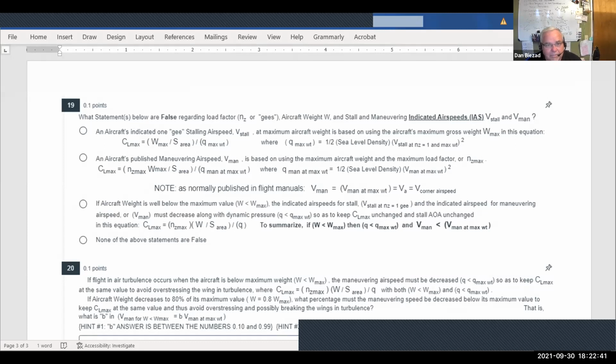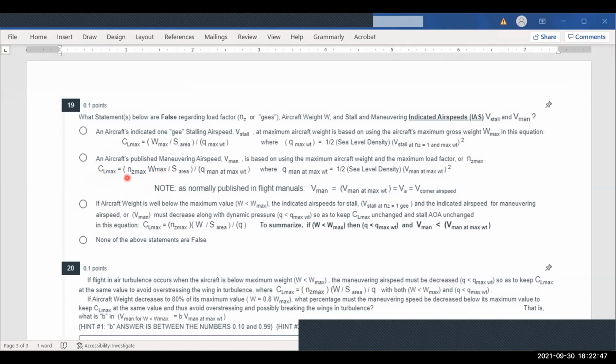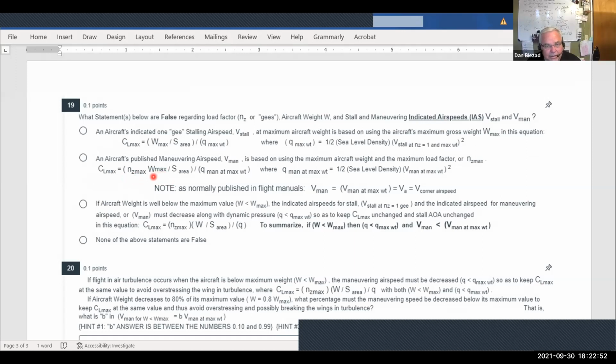All right, so we're here on B. What we're saying is if this is maximum weight and maximum G's, then this could be 9 G's at a very heavy weight. The area is not going to change with the weight, but the Q, the maneuvering dynamic pressure at maximum weight, will be some value as well. So an aircraft published maneuvering speed is based on its maximum weight.